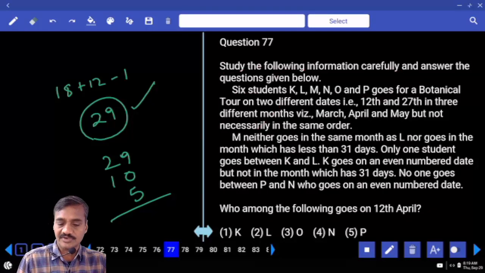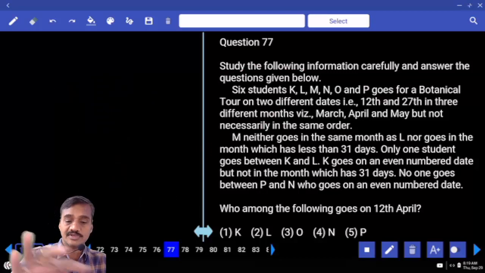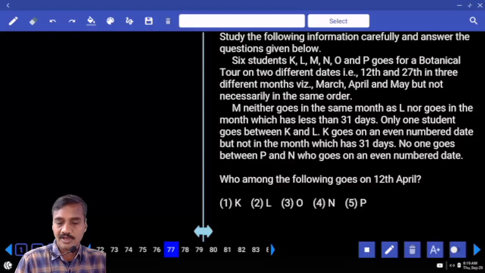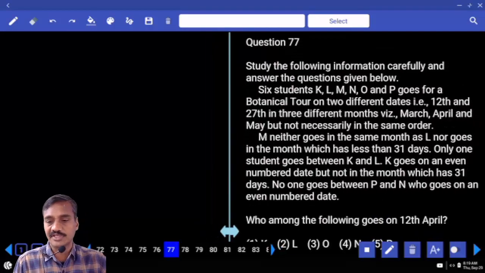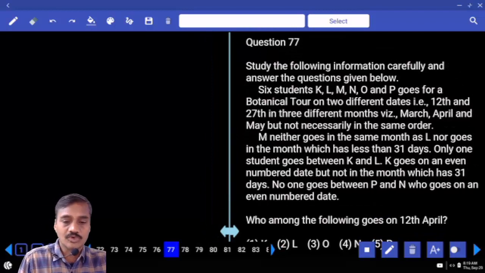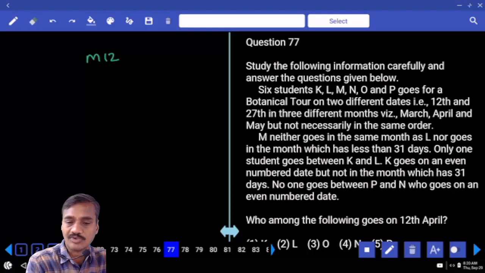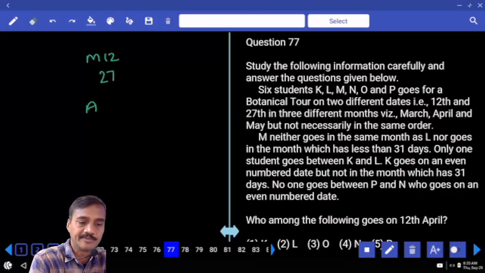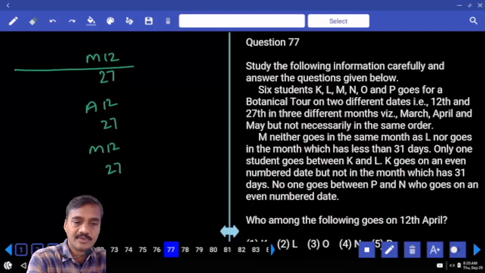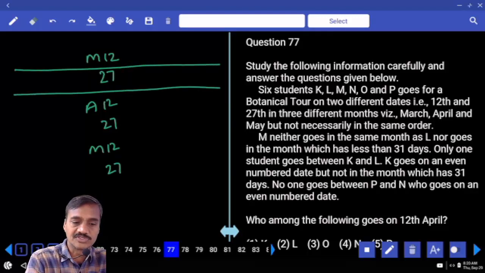Then 77 onwards. Now in this 77, how many persons are there? There are 6 persons. K, L, M, N, O and P go for a botanical tour on 2 different dates, 12th and 27th, in 3 different months. Now March 12th and March 27th, and similarly April and May. April 12th, April 27th, May 12th and May 27th. Now 6 persons went on this tour on these 6 different dates.